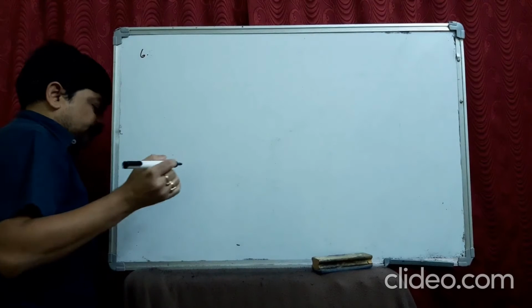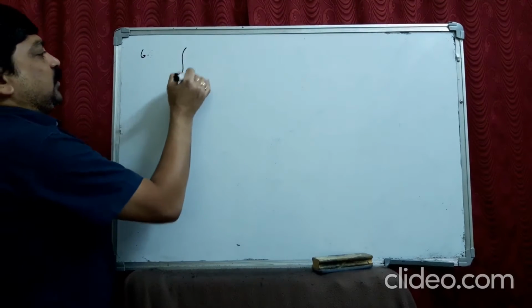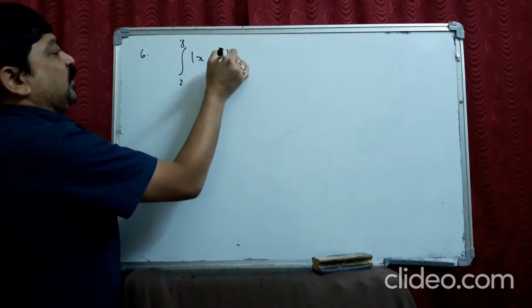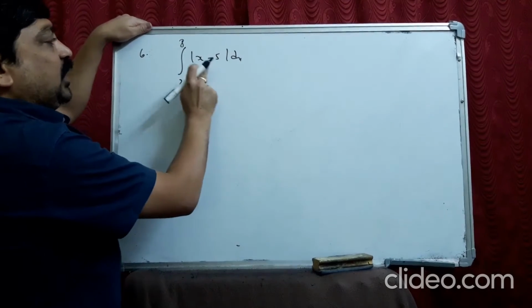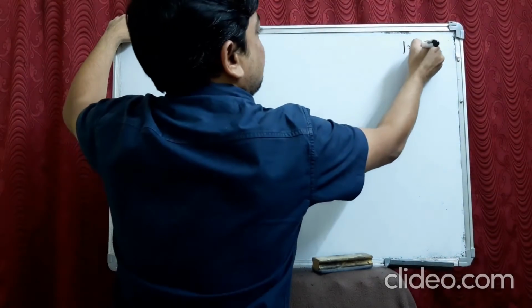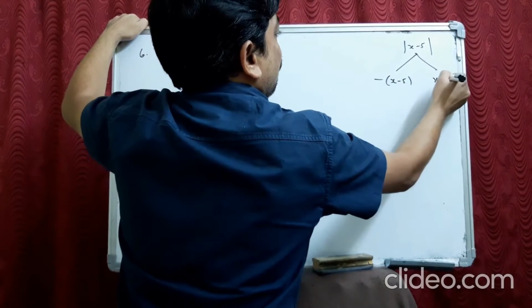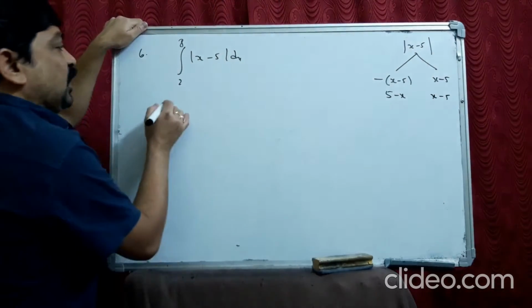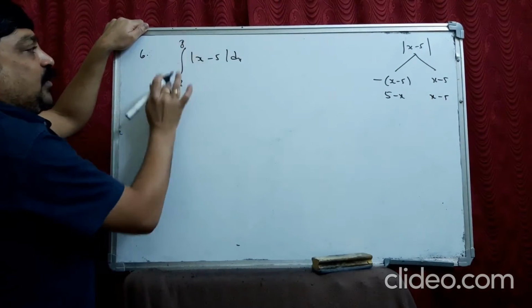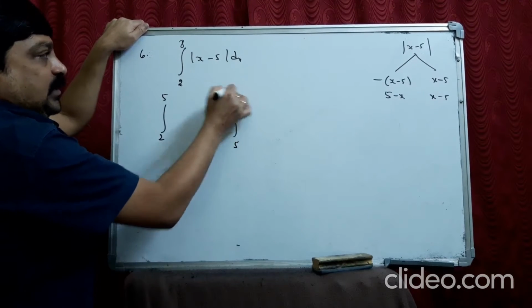Now see the sixth problem. Integral of mod x minus 5 dx. The same way we take here, what is the breaking point here? It is 5. So mod x minus 5, you can write it as minus of x minus 5 or x minus 5. That means 5 minus x or x minus 5. So the breaking point is lying between these two. So I take 2 to 5 and 5 to 8.